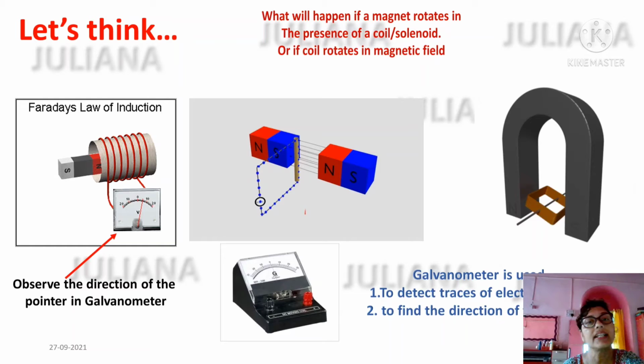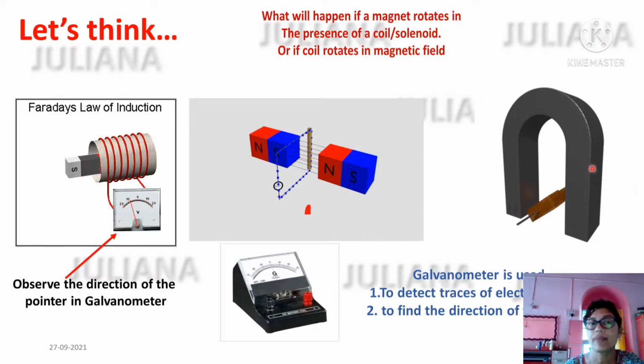So let us think now, what will happen if a magnet is moved quickly in quick successions in and out of the solenoid coil. So the magnet is moving in and out. Let us observe this galvanometer. Now, a galvanometer is mainly used to detect traces of electric current. It also helps us to detect the direction in which the electric current is moving.